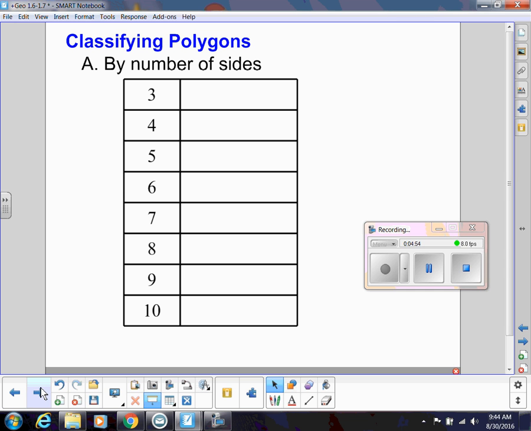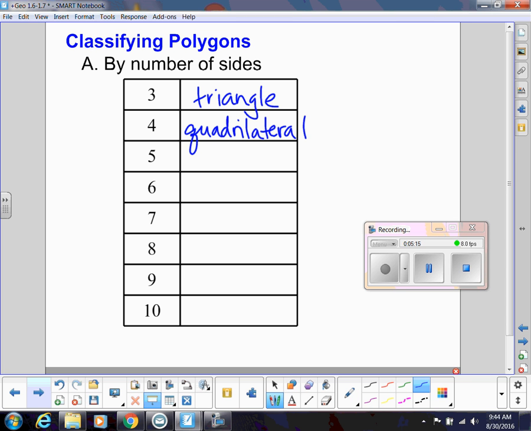Now we can classify polygons, and this, again, will probably look familiar to you. One way we can do that is by the number of sides that it has. So we know that a 3-sided polygon is a triangle. A 4-sided is a quadrilateral. Now keep in mind, you're probably used to squares and rectangles and all that, but not all 4-sided polygons are rectangles and squares. So don't be specific unless it actually is a square or a rectangle. 5 sides is a pentagon, like the Pentagon building in DC.